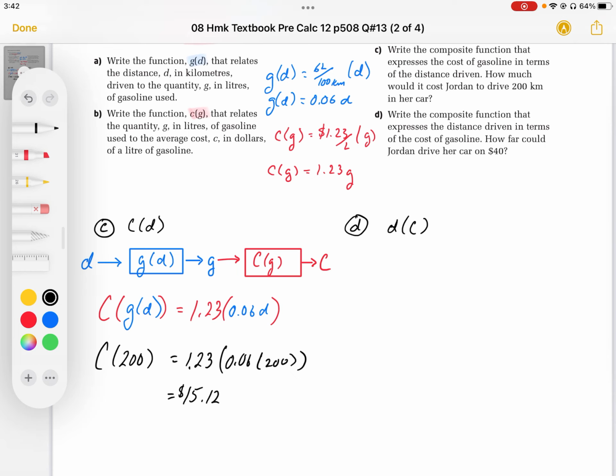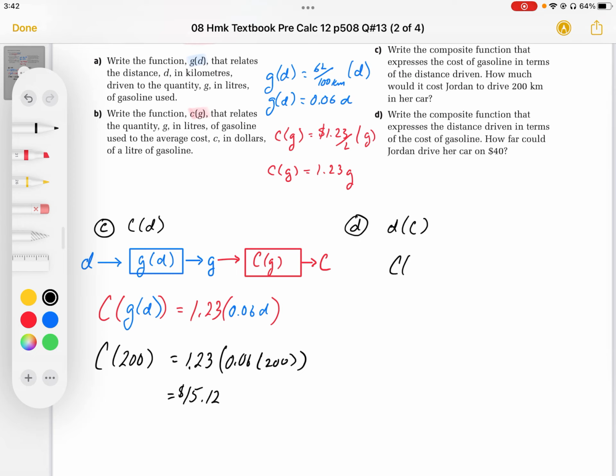Okay, so part D says, write the composite function that expresses the distance driven in terms of the cost of gasoline. How far can Jordan drive in her car for $40? So that's basically the reverse of this, or the inverse. So the easiest way to do this one would be to just start with the C of D function and then do an inverse.